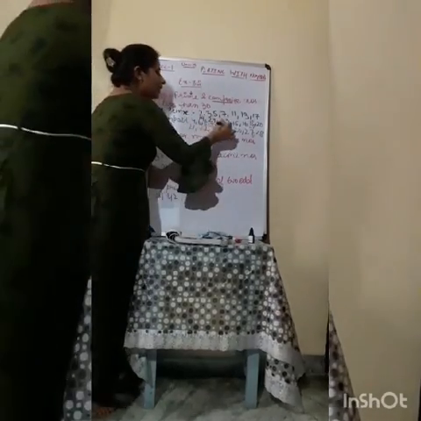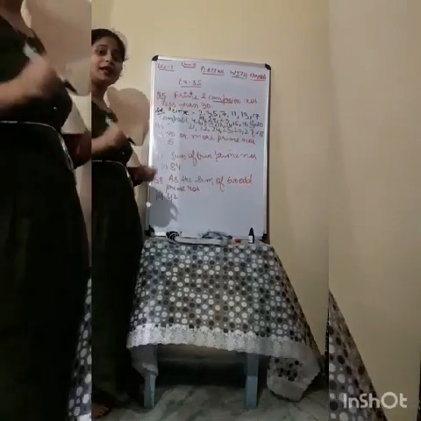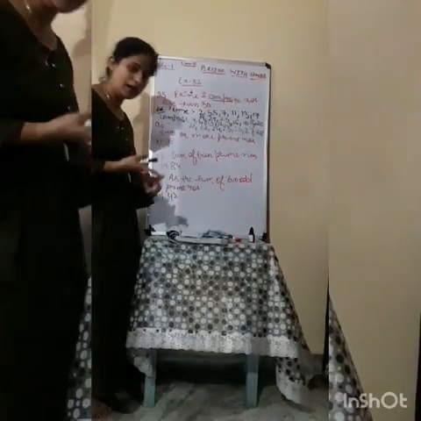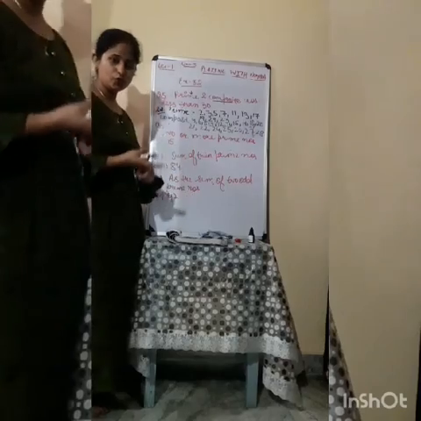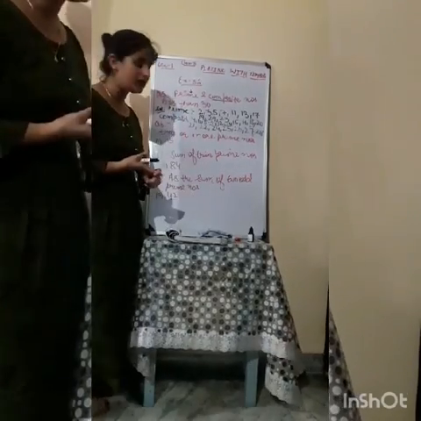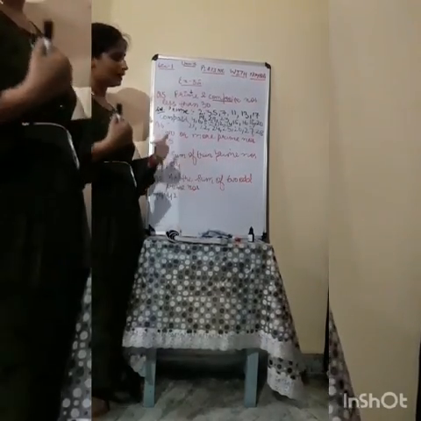Let us take an example. Let us take 14. 14 comes in the table of 1, then it comes in the table of 2, then in the table of 7, and in the number itself.